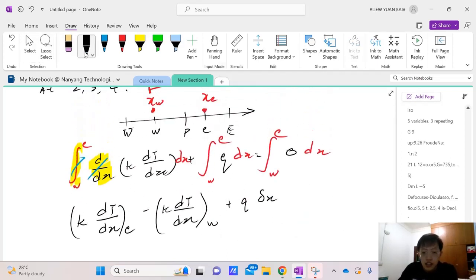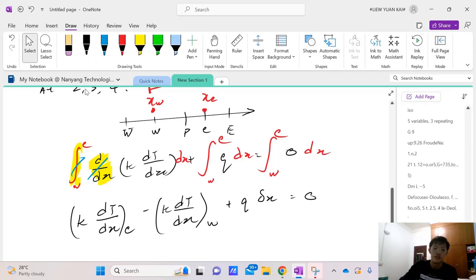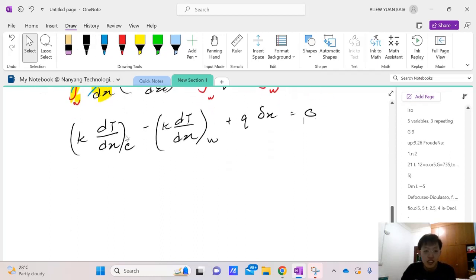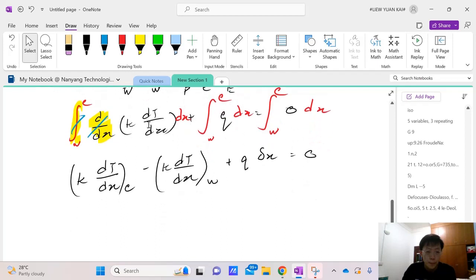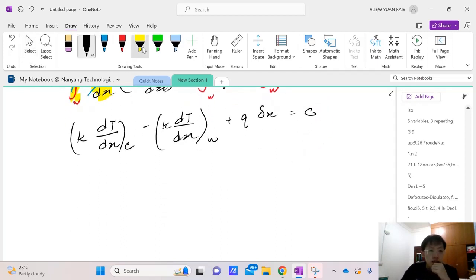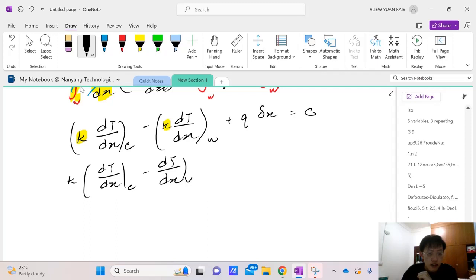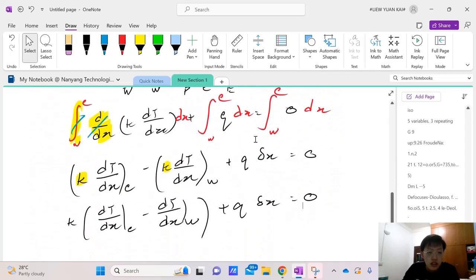Okay, then the integral of 0 is just 0, because it's like finding the area under a graph which is 0. So let's have a look. Can I simplify anything? Yes. K is constant throughout this problem, so I can factorize this out. So I have dT/dx at east, minus dT/dx at west, plus Q delta x, plus 0.